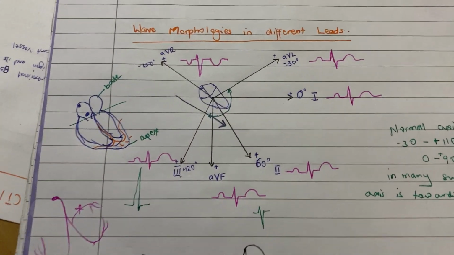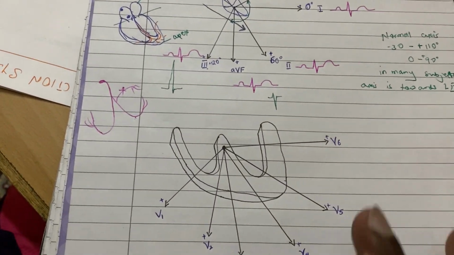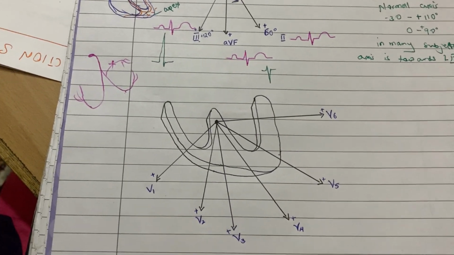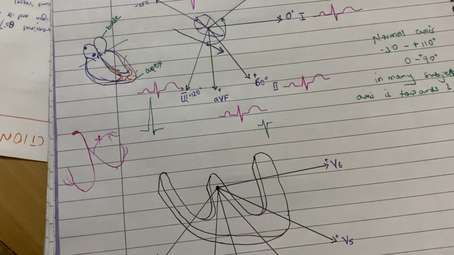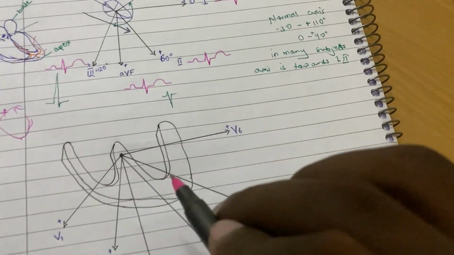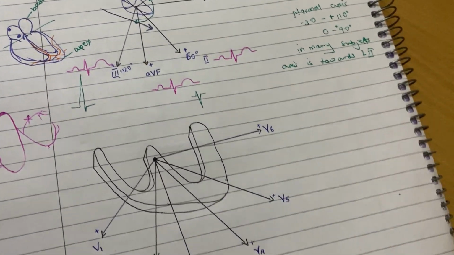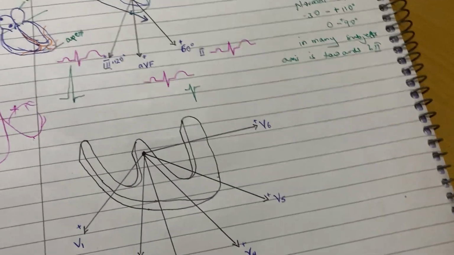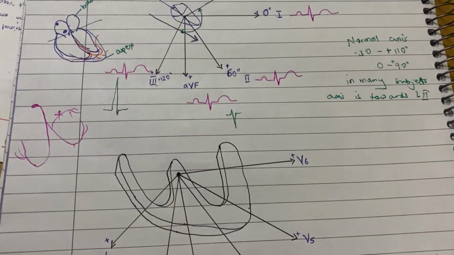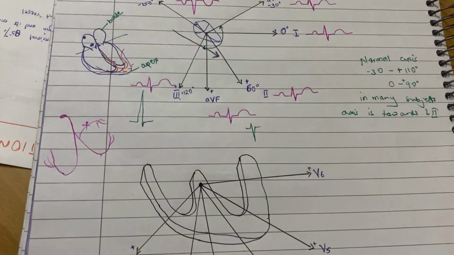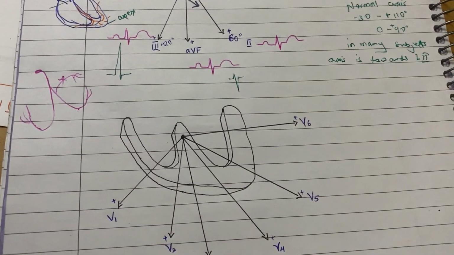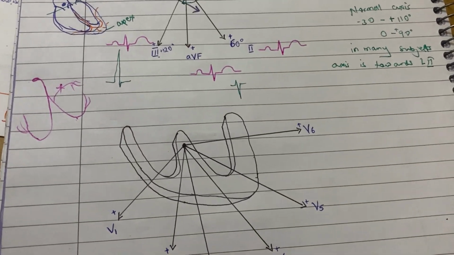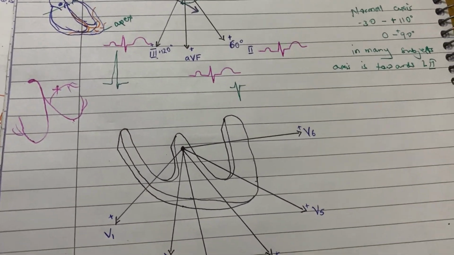Now, waveform morphologies in chest leads. Again, we said that for the depolarization vector, we take the net vector. The net meaning we have subtracted everything and taken the remainder. We said the ventricles depolarize at the same time, and to get the net, you should subtract things going in opposite directions.